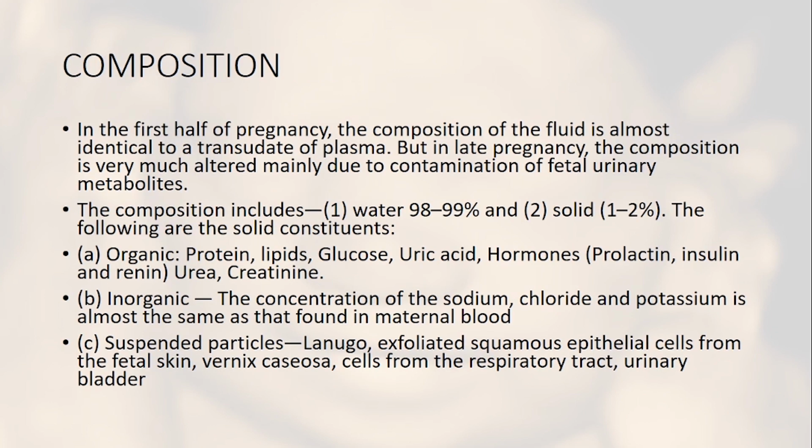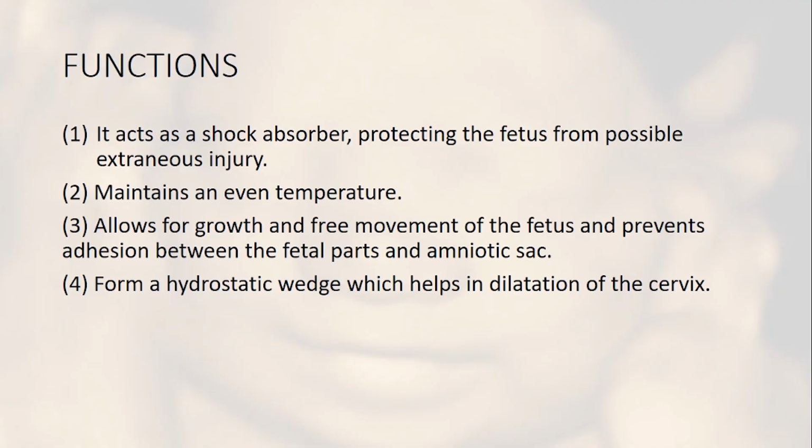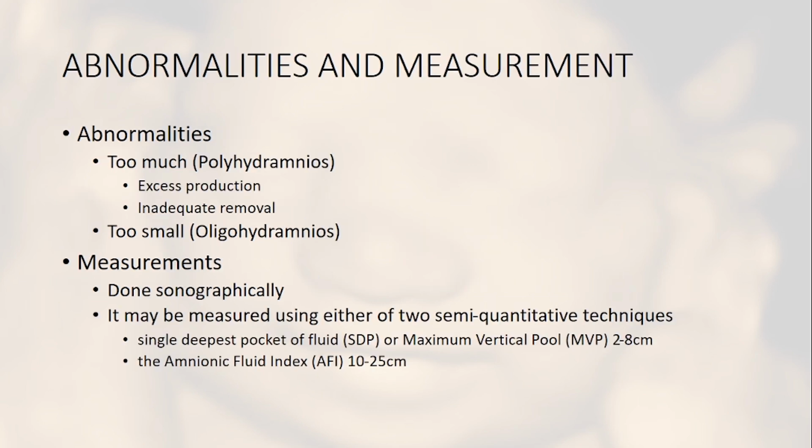So like I said, it's composed mainly of water. It could have some solid components, organic components like lipids and protein, then inorganic components, sodium, chloride, potassium, and then suspended particles, like I mentioned, lanugo here, and exfoliated squamous cells from the skin, the respiratory tract, and the bladder. They function basically to serve as a shock absorber, protecting the fetus from injury. It also helps to maintain an even temperature, allows for growth and movement of the fetus, and also helps in dilatation of the cervix during labor.